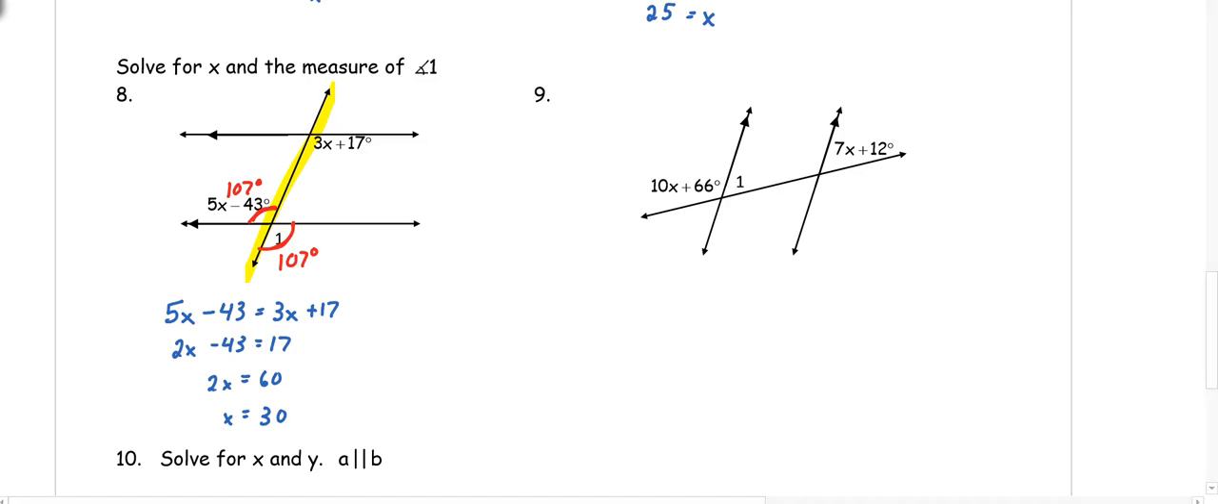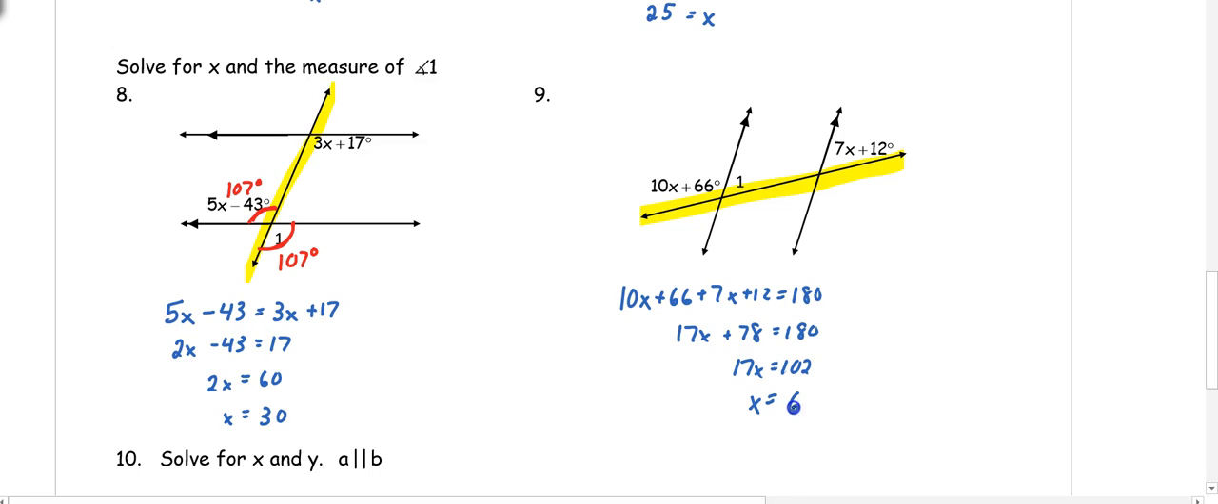Number 9, looking at my angles, I have my parallel lines and I have my angles on the same side of the transversal and outside of the parallel lines, which means they are same side exterior. So same side exterior angles are supplementary, so we're going to add them together and set them equal to 180. So I get 17x plus 78 equals 180. When I subtract 78 from both sides, I get 102. So 17x equals 102. When I divide, I get x is 6.